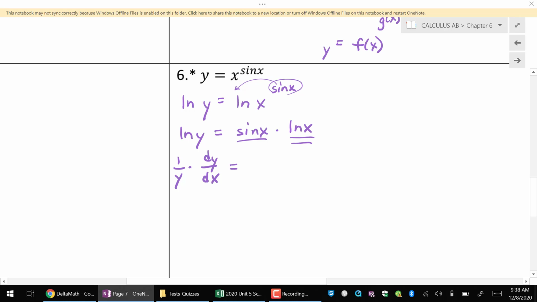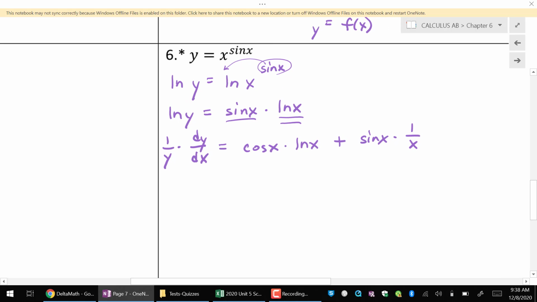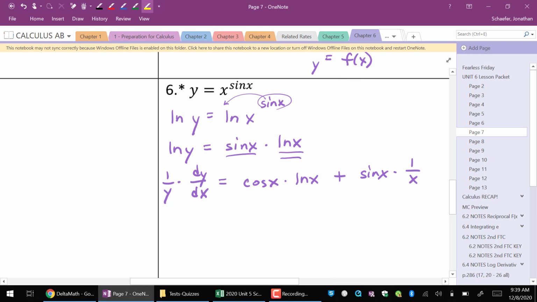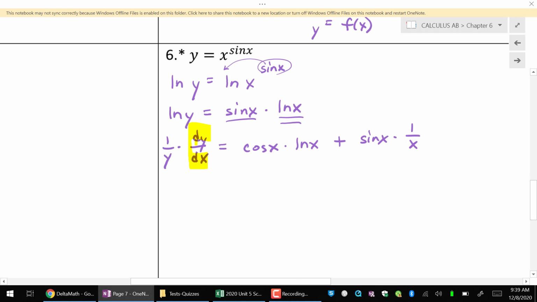And then here it's going to be the product rule. So derivative of the first times the second plus the first times derivative of the second. There's the product rule from a few units ago. Now remember that we're trying to find the derivative of this expression here, y equals x to the power of sine x. So I'm looking for dy dx. And dy dx is right here. Let's isolate it.